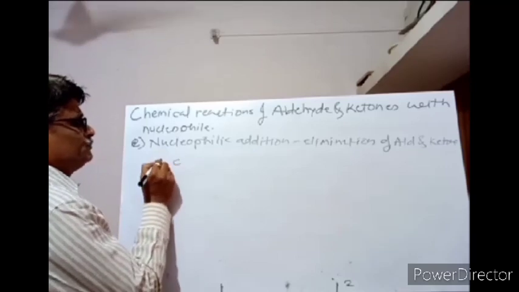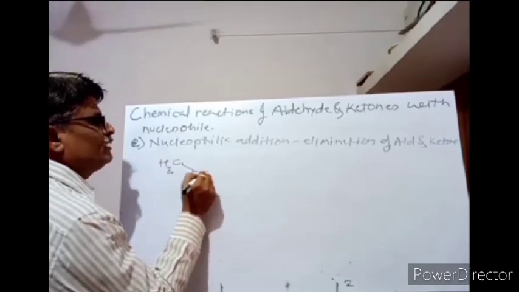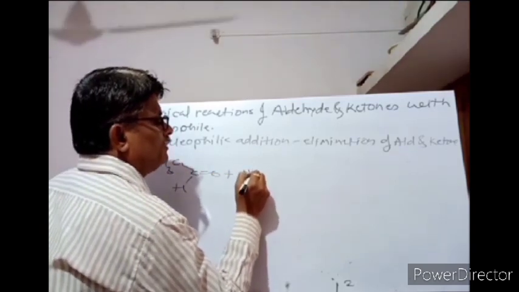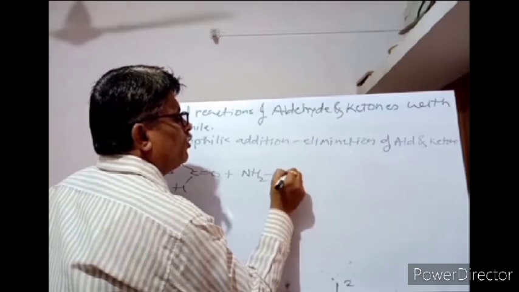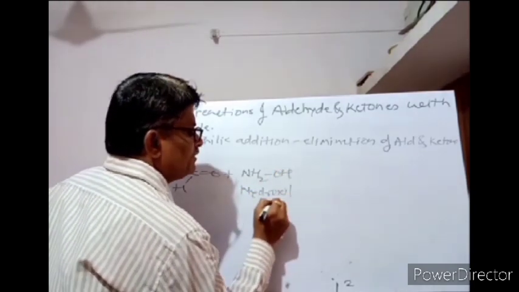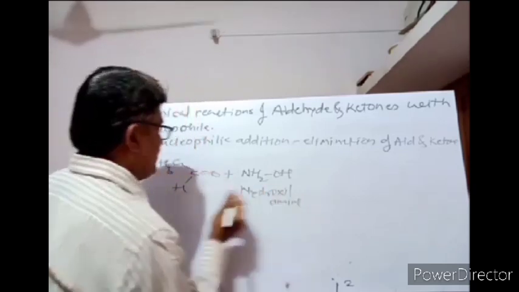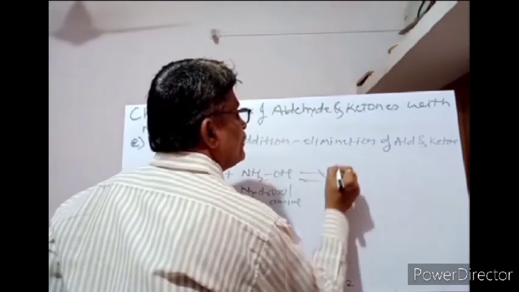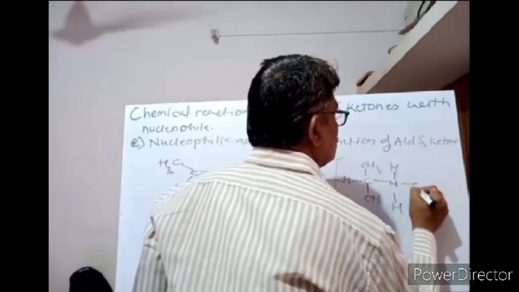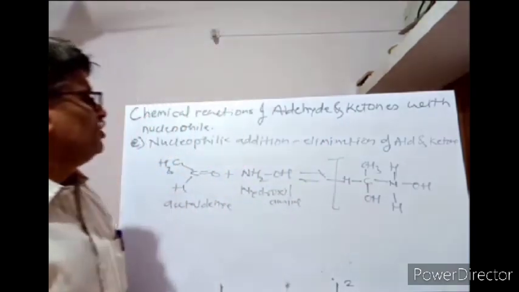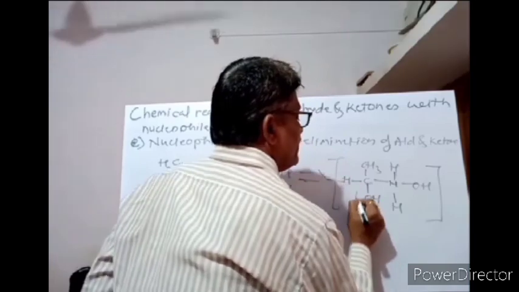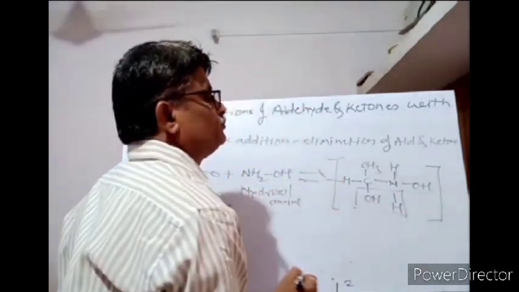An acetaldehyde, C double bond O, when it reacts with NH2OH, known as hydroxylamine, the reaction becomes reversible and forms an unstable compound. So this unstable compound eliminates a water molecule.